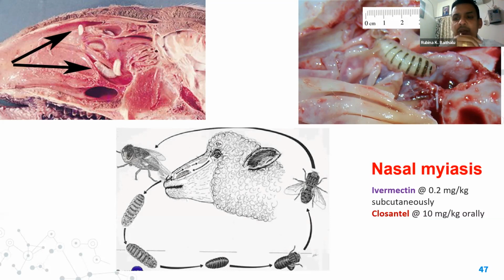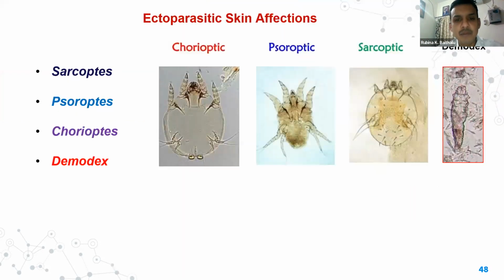For the treatment of nasal myiasis, the preferred drug is ivermectin, at 0.2 milligram per kg body weight, given subcutaneously. Or you can use another insecticide, closantel, given at 10 milligram per kg body weight orally. So these are the two drugs helpful for the control of nasal myiasis.